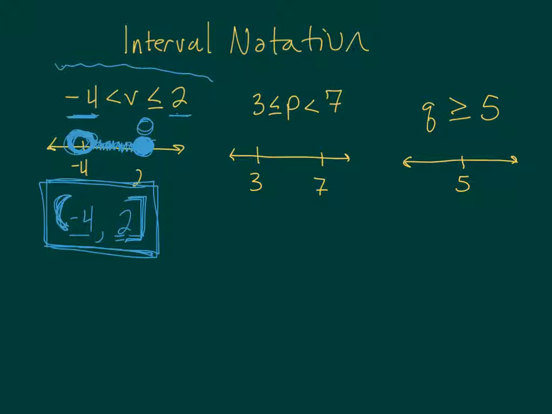Context clues tell you. So this next one, 3 would be a closed circle, of course, because we would include that 3 since it's equal. 7 would not be included, and p would be in between those. So if I'm drawing it in interval notation, I want to include the 3, so I'm using that square bracket. I don't want to include the 7, so I'm using a round bracket, and that's my interval notation.